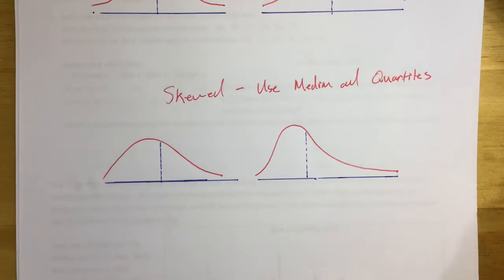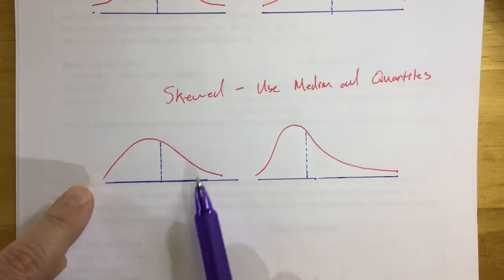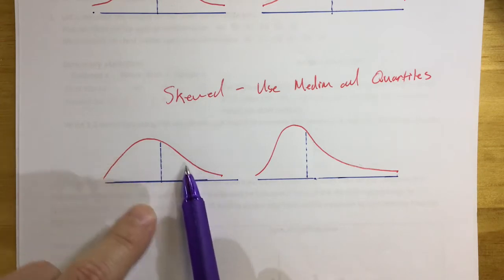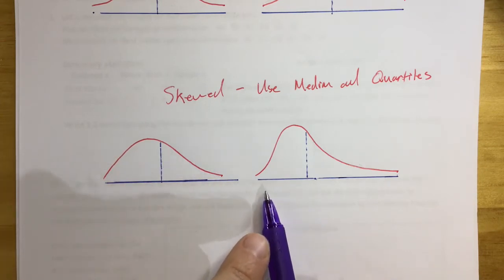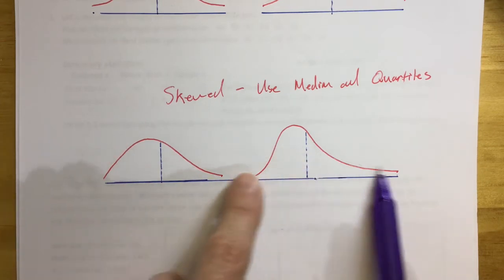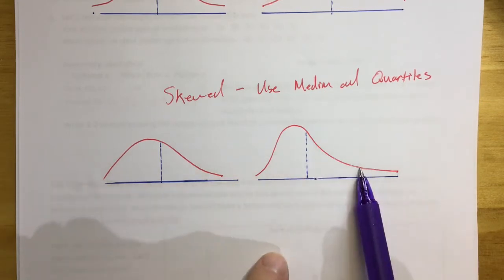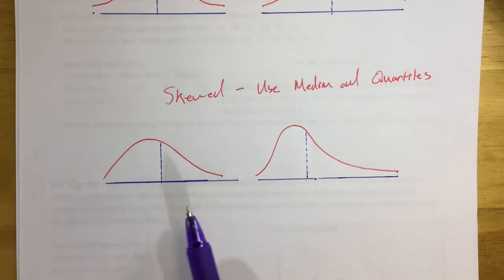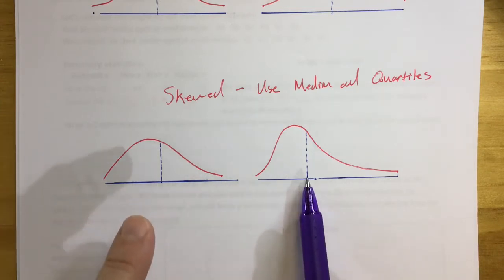If you have a skewed graph, again, this is a picture where everything's a little bit more tight. It's not as pulled to the side there, okay? And then this one, it's a bit more opened up, and it skews off further to that direction. Okay, the median is what we use for our center here.